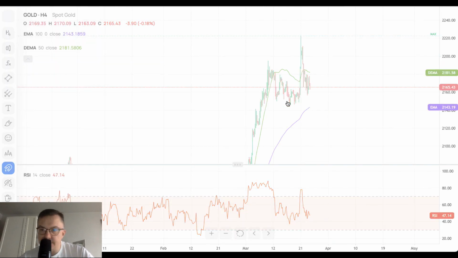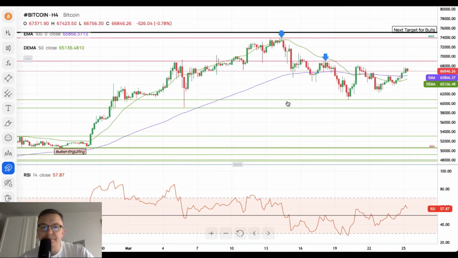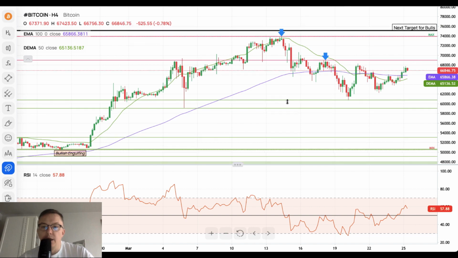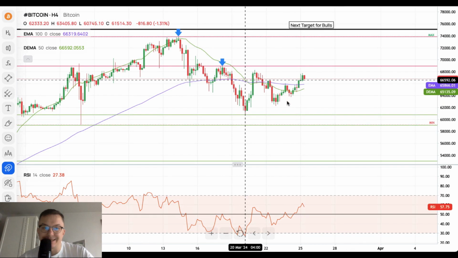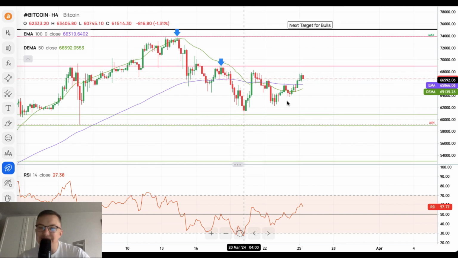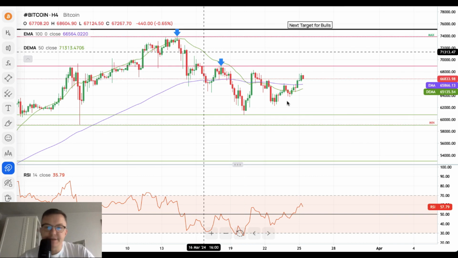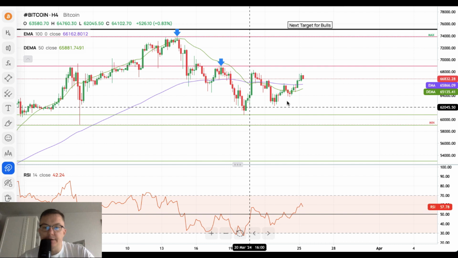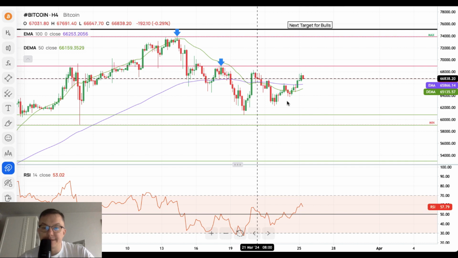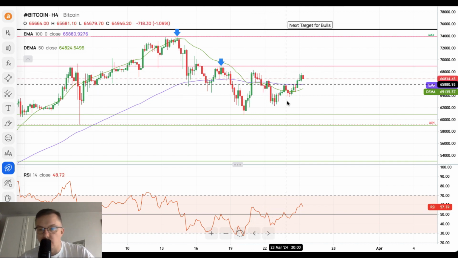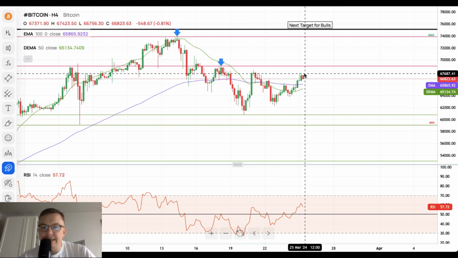Last but not least, Bitcoin. What is Bitcoin doing on the 4-hour chart? Well, we got our next target for the boost still on the chart. The next target for the boost is $75,000. But just recently we've done this ABC movement to the downside with the low of 60,745. Then we have the movement to the upside, ABC to the downside. Now we are most likely creating another uptrend resumption.